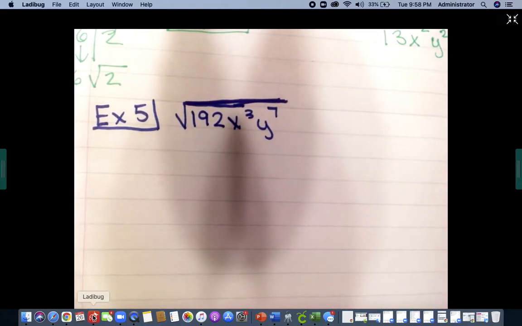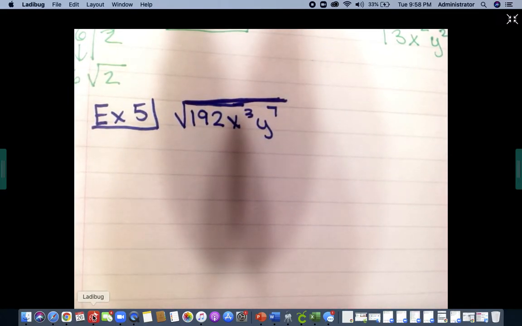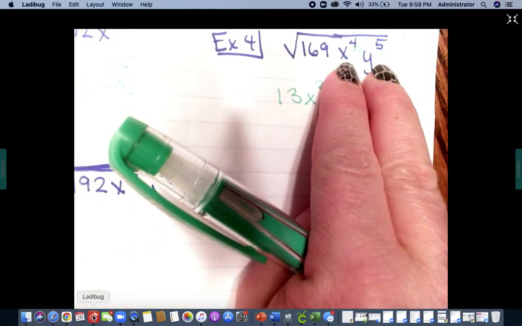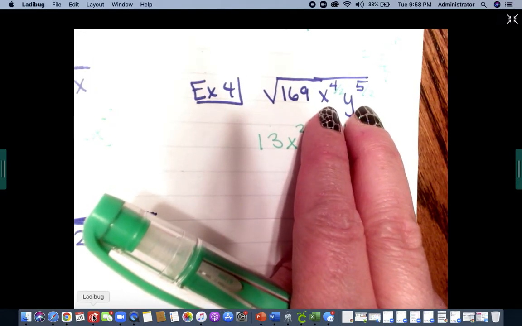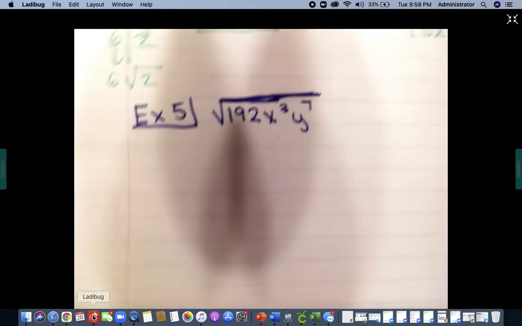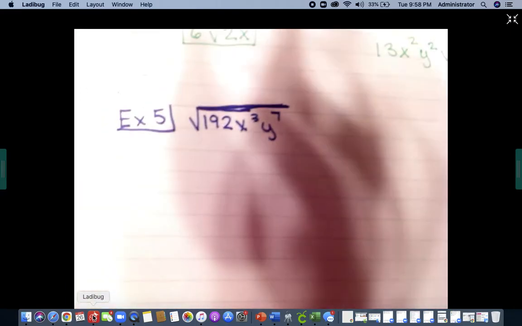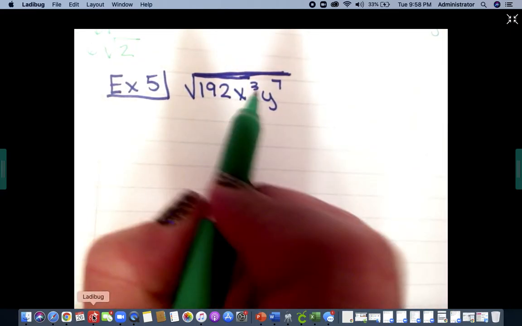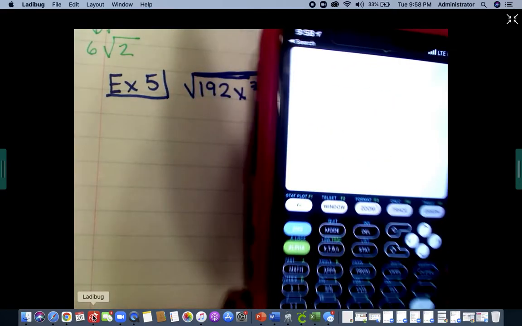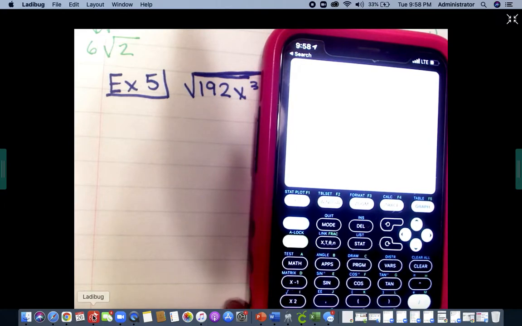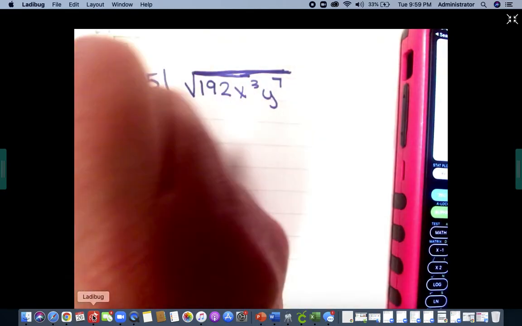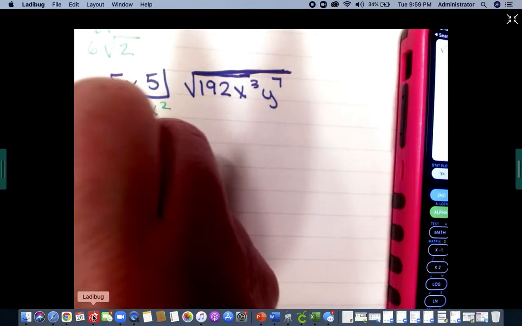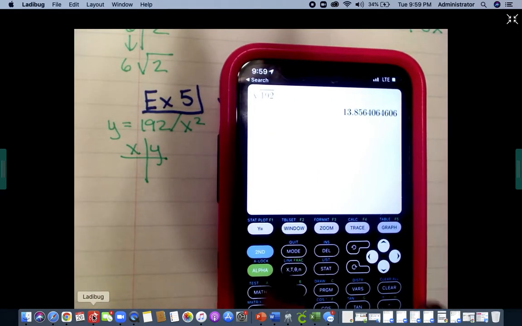Last one here, we have the square root of 192, x to the third, y to the seventh. So I didn't bring it up, but over here was the first one we did that had multiple variables. So we can definitely have multiple variables. We can have 3 variables or 4 variables and very large exponents even. So let's take a look at this very last example. We have the square root of 192, x cubed, y to the seventh. Now, I don't know the square root of 192, so I'm just going to check to see if it's a perfect square. And it is not. Therefore, we again want to do the method where we go to y equals and type in 192 divided by x squared, and we look for the last integer ordered pair, or whole number ordered pair.